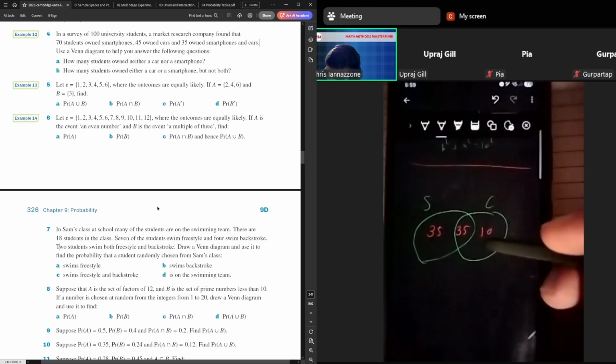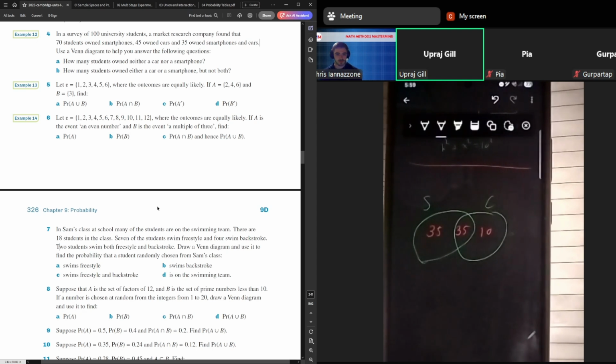For everyone else, actually, maybe you explain it. Where do those numbers come from? So when you look at the intersection, you can subtract the intersection from the amount of people who own the specific item, and then that will give you the amount of people that own it. Yeah, precisely. So there were 45 that own cars, 35 that own both, and so people who own cars but not smartphones, 45 minus 35 gives you 10.